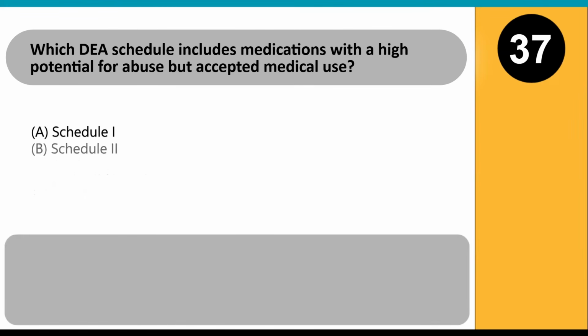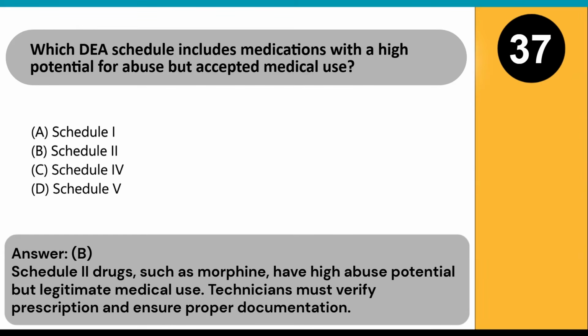Which DEA schedule includes medications with a high potential for abuse but accepted medical use? A. Schedule 1. B. Schedule 2. C. Schedule 4. D. Schedule 5. Answer B. Schedule 2 drugs, such as morphine, have high abuse potential but legitimate medical use. Technicians must verify prescription and ensure proper documentation.